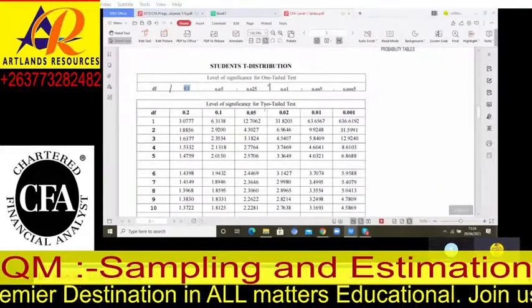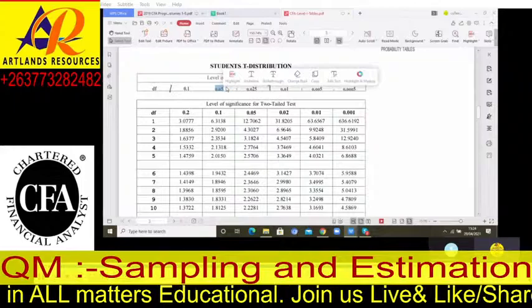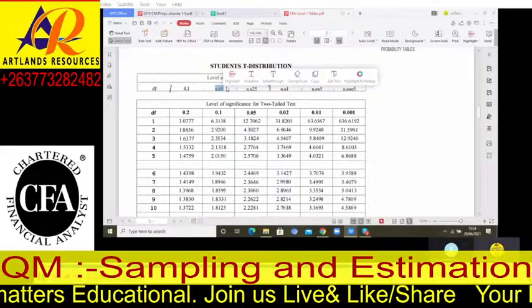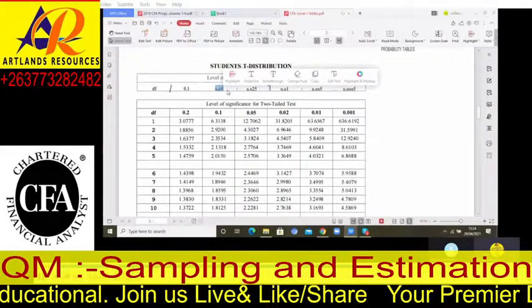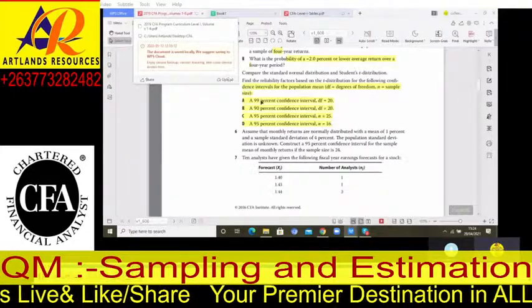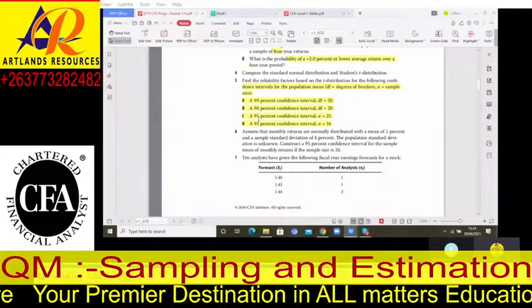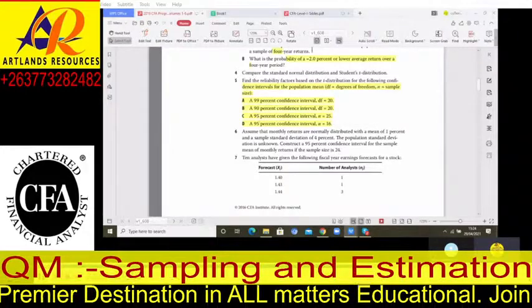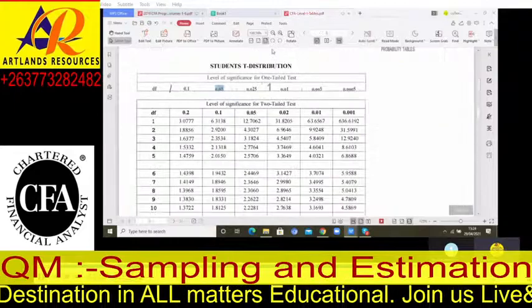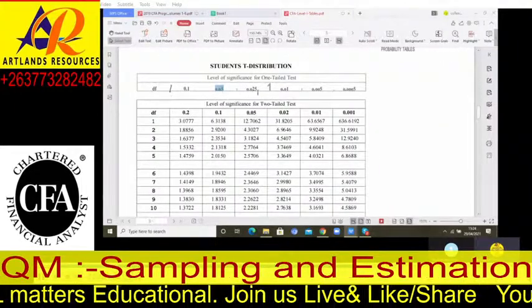So you come to 0.05 under the 20% column. You divide that probability by 2. You now understand: in the tables, always divide the probabilities by 2. What do I mean by probabilities? If they say 95% confidence interval, the probability is 5% divided by 2. So that when you come to the tables, you now know which one to take. These are alpha over 2.